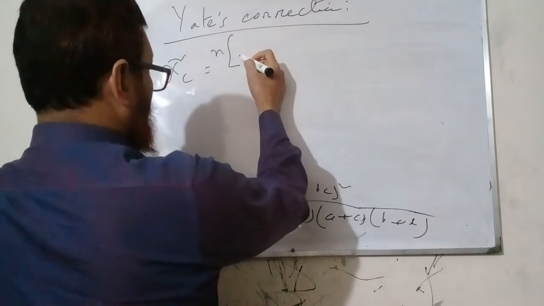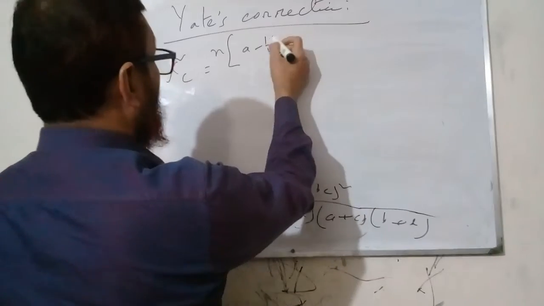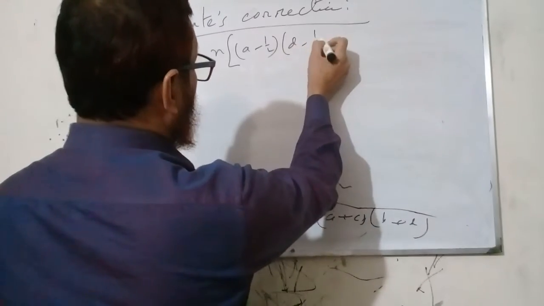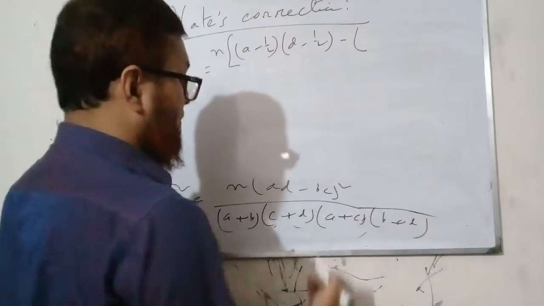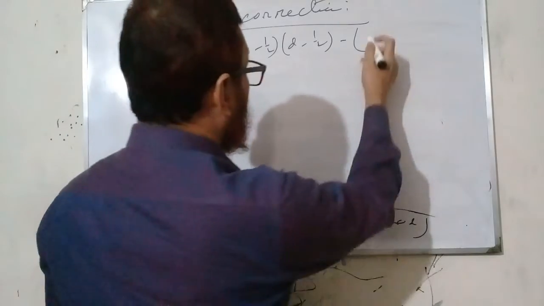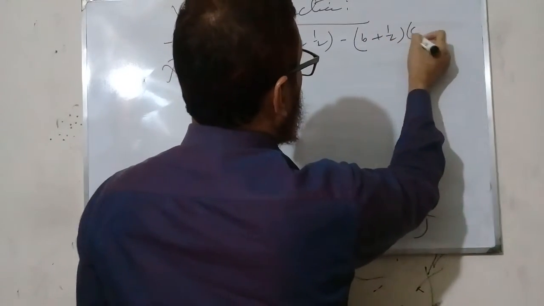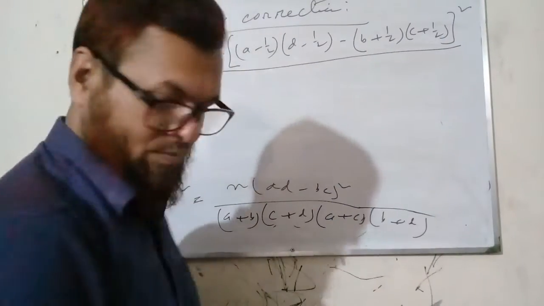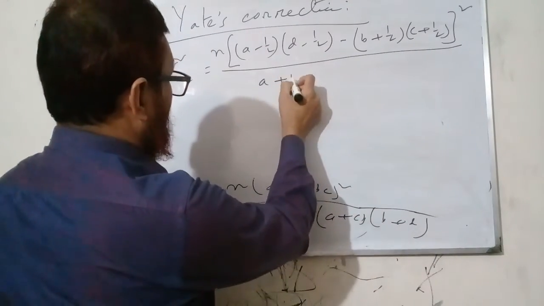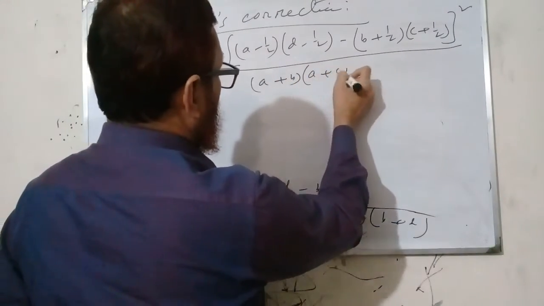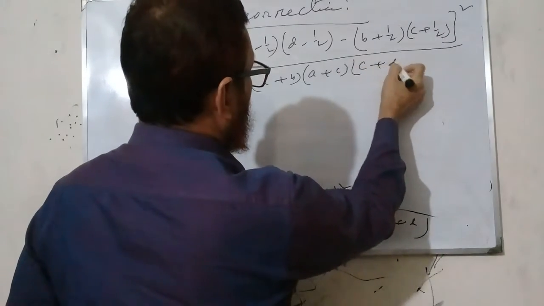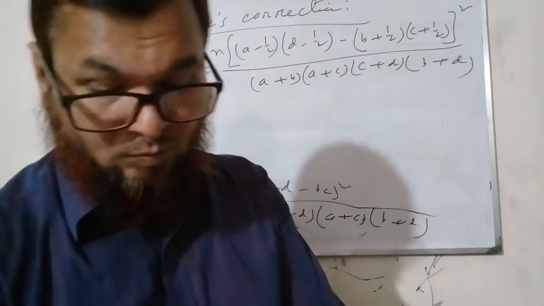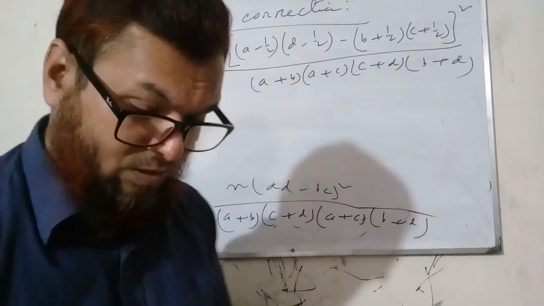N into (A minus half)(D minus half) minus (B plus half)(C plus half), whole square. This is with marginal totals fixed: (A plus B), (A plus C), (C plus D), (B plus D).